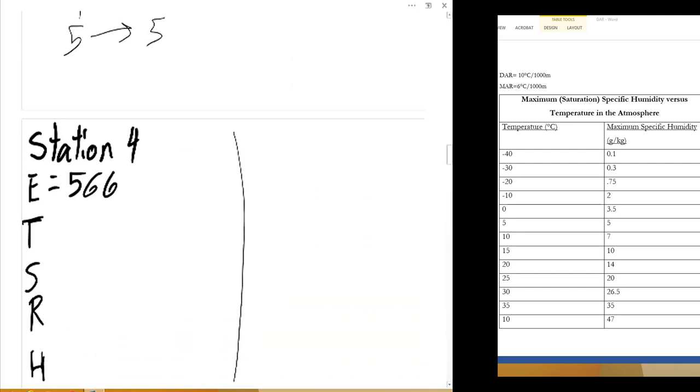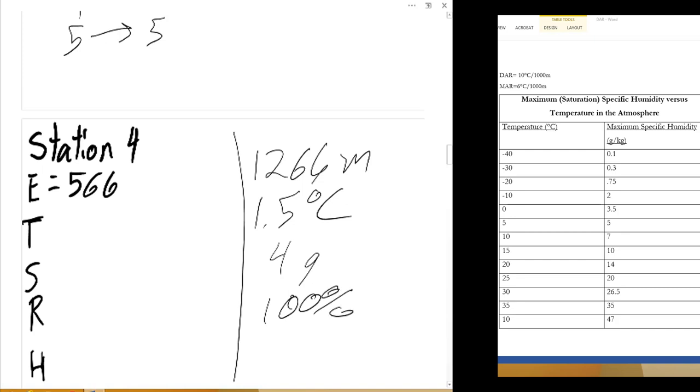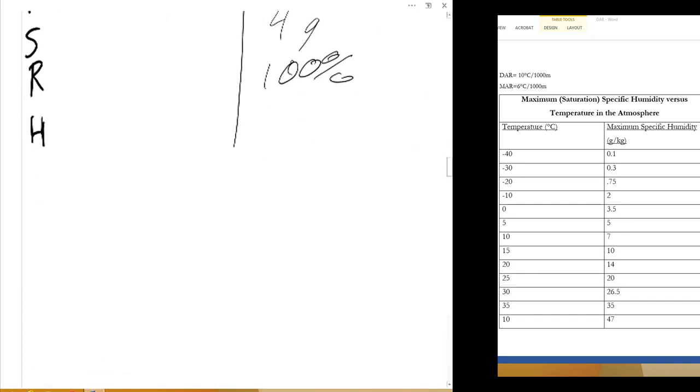On to our last station. We have 1,266 for our last elevation. Our last temperature was 1.5 degrees Celsius. Our last specific humidity was 4 grams. And our last relative humidity was 100%. So what does that mean for us here? We're going down in elevation. That means that we're going to be actually getting warmer. So we're going to be using the DAR this time, not the MAR.